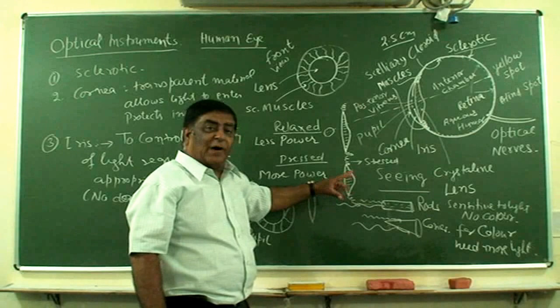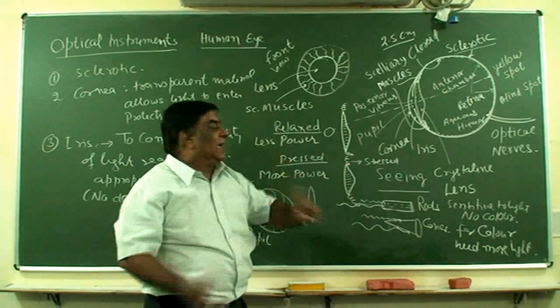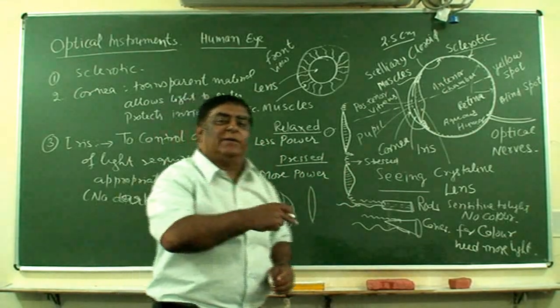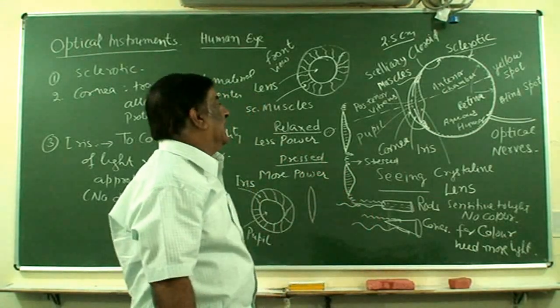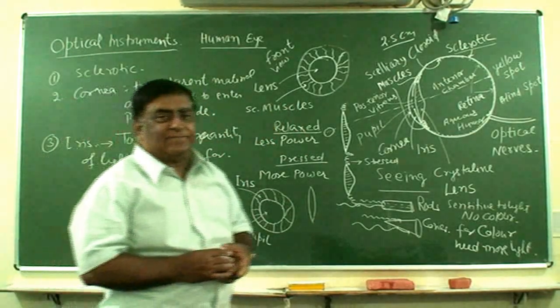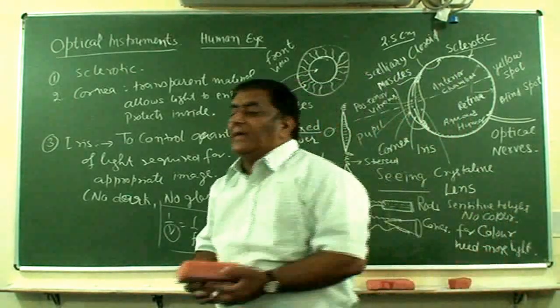If we want to make it more powerful, then we will have to stress the muscles and we will make the lens more powerful. This will be required in the microscope. We will come to that again. Okay, so this is all the description of the eyes. Now we come to the working of the eyes. How does the eye work?